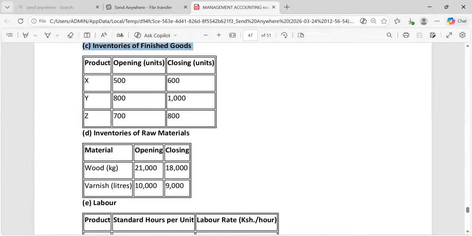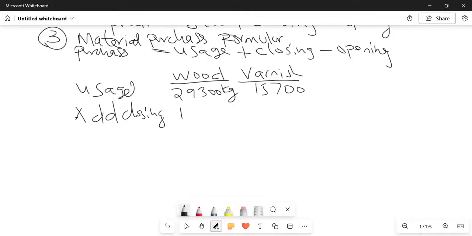Please cram this. You can see for raw materials, closing is 18 and 9. And then cram 21 and 10 for opening. So we have closing. It's 18,000 here. 9,000. That one I'm adding.